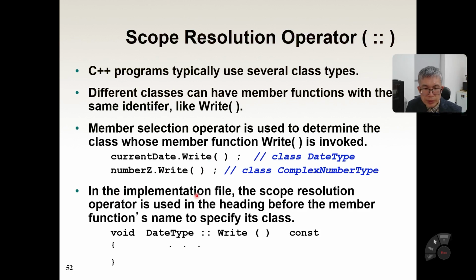In the implementation file, this is the scope resolution operator. The left-hand side is the class, and the right-hand side is the member function. This is used in the heading before the member function's name to specify its class. So the name before this scope resolution operator is the class name.